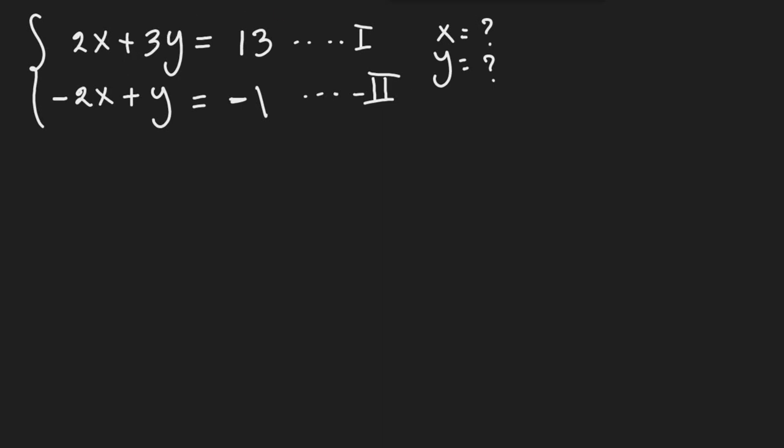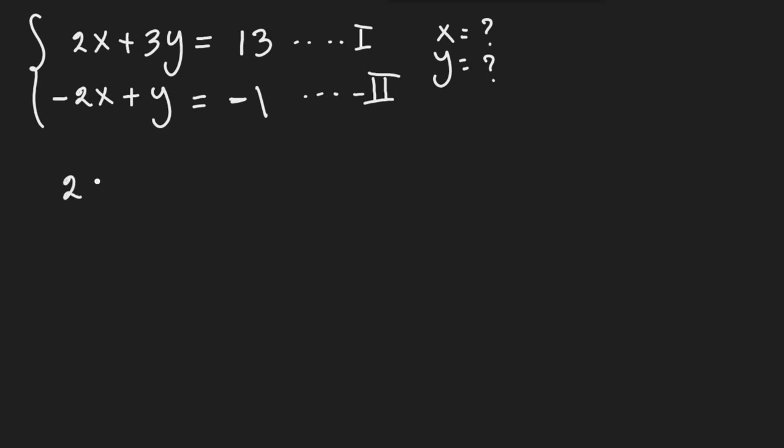For example, here we have 3y and y in both equations, and we know that 3y is not equal to y. But x is equal. Look, in the first equation we have 2x, and in the second equation we also have 2x, so we have an equal part. Here we will eliminate the x because it's equal in equations 1 and 2.